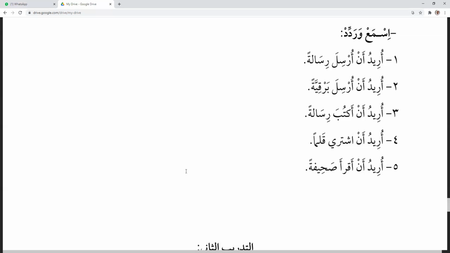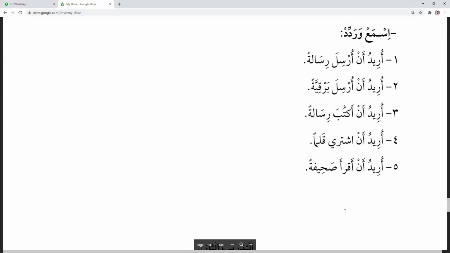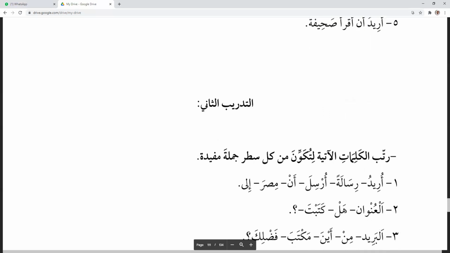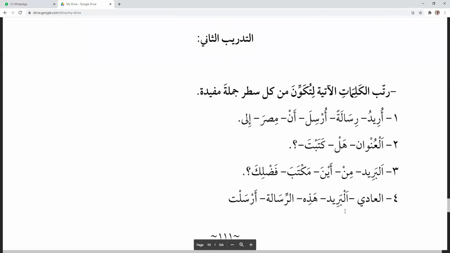قلم. أريد قلما. أريد أن أقرأ صحيفة. I want to read the newspaper. A newspaper. With more context, newspapers. That's pretty useful, that little structure. أريد أن, I want to. So for example, if you want to say, I want to recite the Quran, how would you say that? أريد أن أقرأ القرآن.